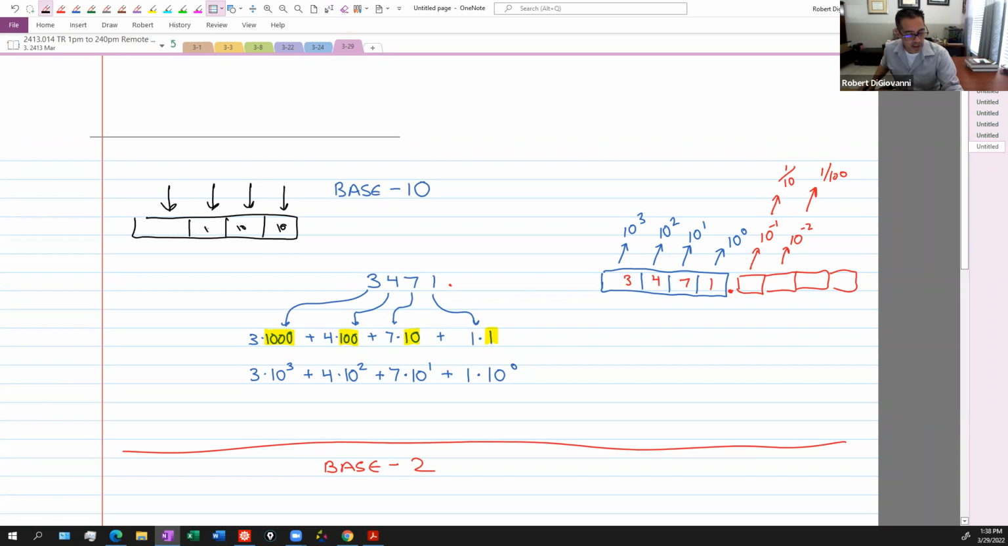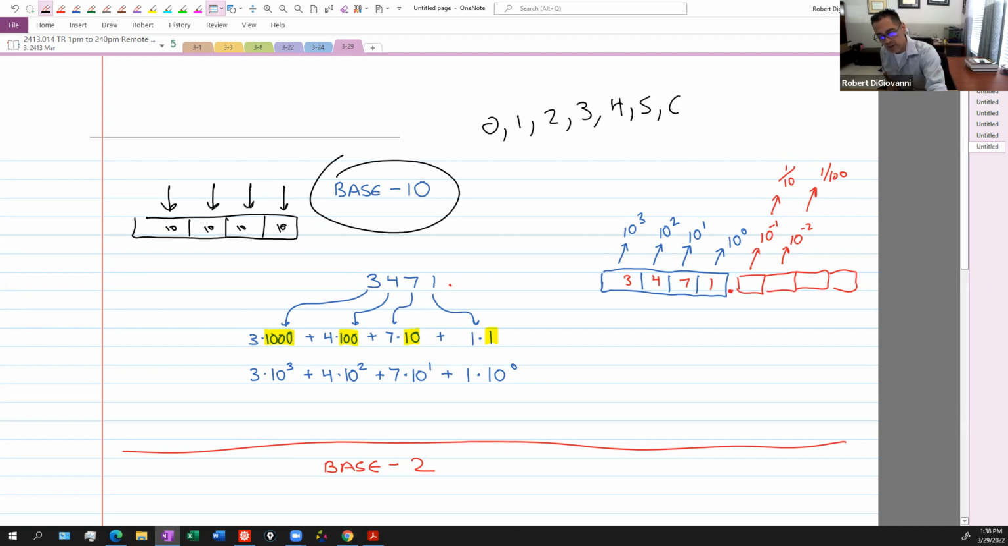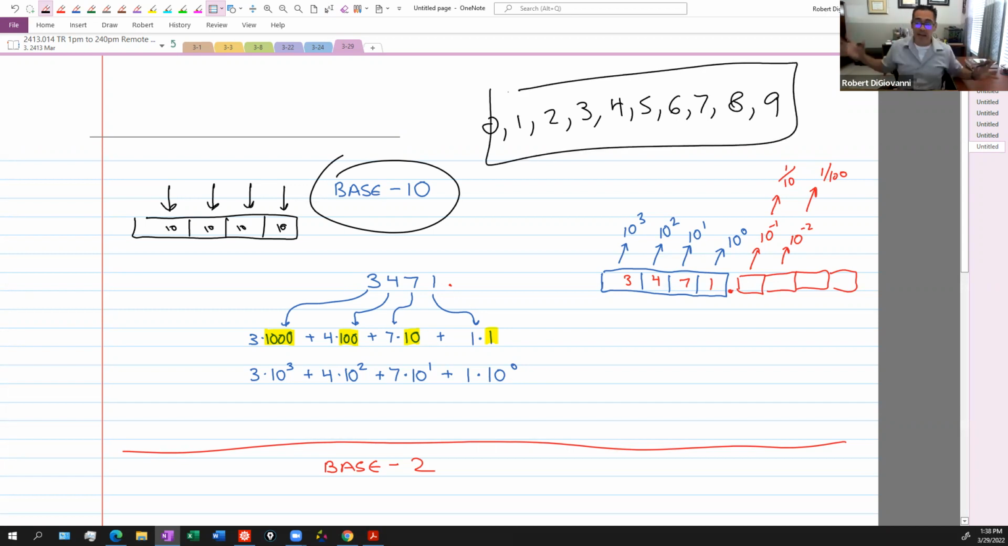There's 10 things I can plug in here. The reason there are 10 things is because in base 10 system, we only work with the digits, these digits. All numbers can be made of these digits, right? Those are them, right? Every number in our base 10 number system uses those digits.